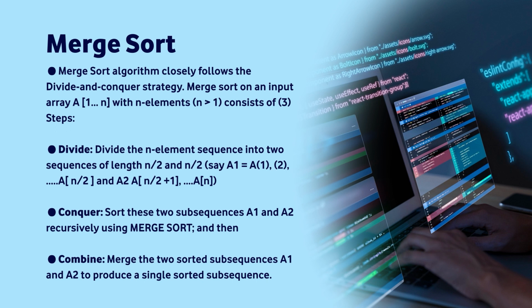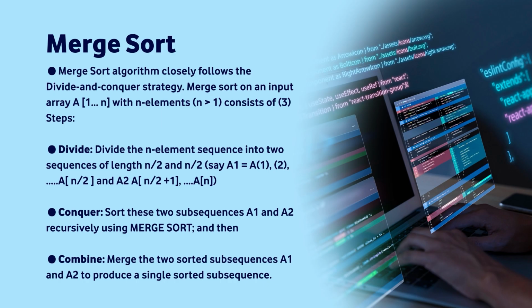The first step is to divide the n element sequence into two sequences of length n by 2. Suppose you have 8 elements, from index 1 to 8. The first step is to divide these 8 elements into sets of 4 elements. This is referred to as the divide strategy. The first index is 1, the last index is 8, and the total number of elements is 8, so n by 2 means 8 by 2, which is 4.